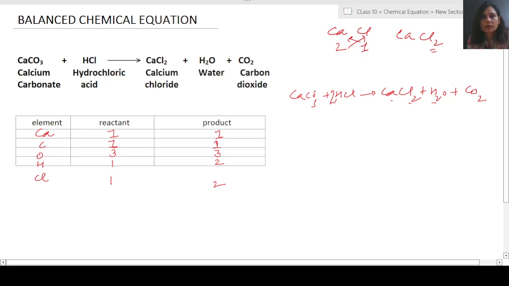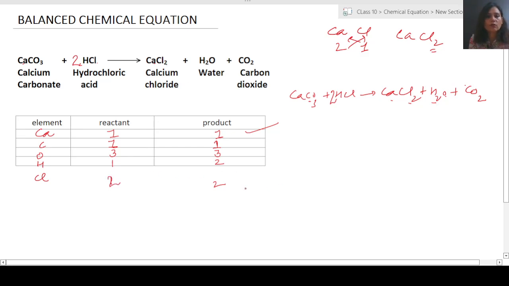Oxygen is 3 here, and here also 2 plus 1 is 3, and C is 1 here and C is 1 here also. So it has become balanced. Just putting 2 here, it is completely balanced. See, Ca is 1 here, Ca is 1 here, check. Then Cl2 is 2 here, also Cl2 is 2 now.